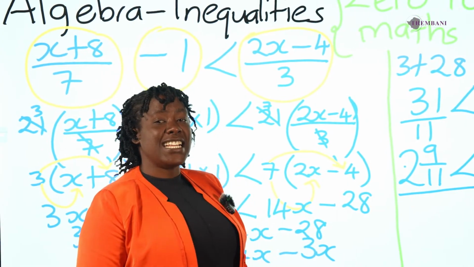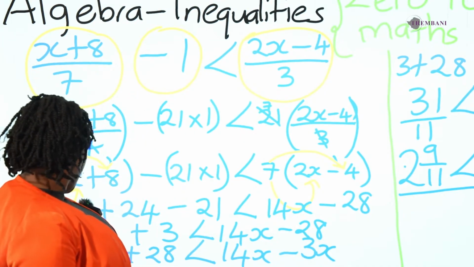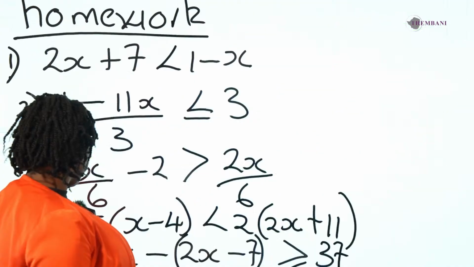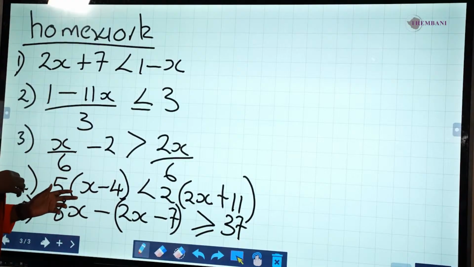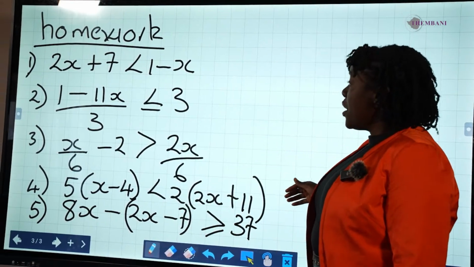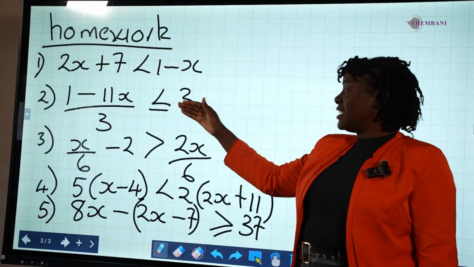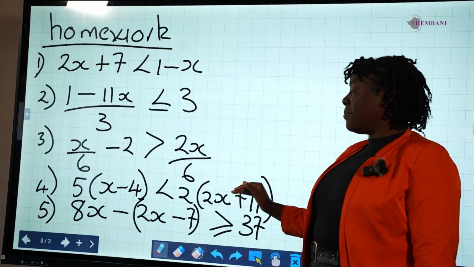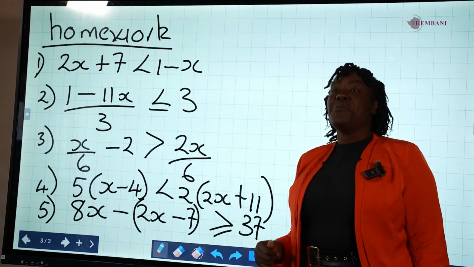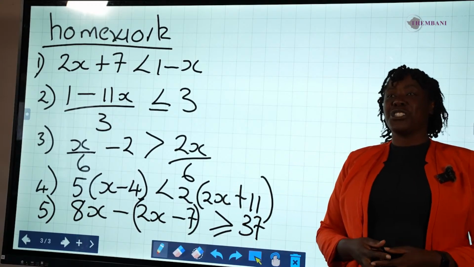But for this lesson, I'm going to give you a homework that you are going to look at. And in that homework, I've listed the questions that we were focusing on throughout the lessons, where we had variables on both sides, where we had fractions, where we also had brackets that we needed to remove. Please do this homework, and I'm going to send the solutions.